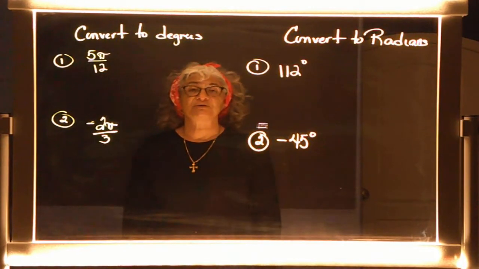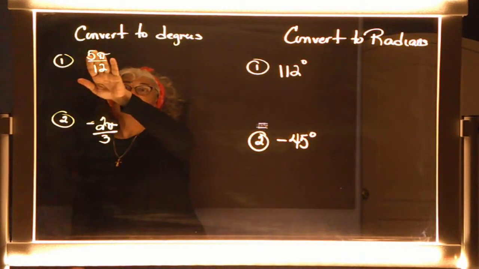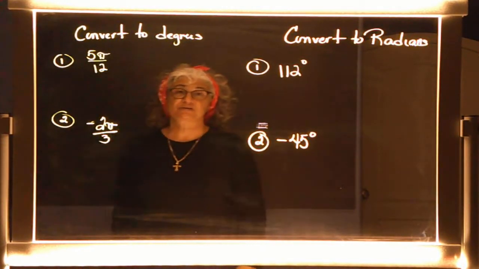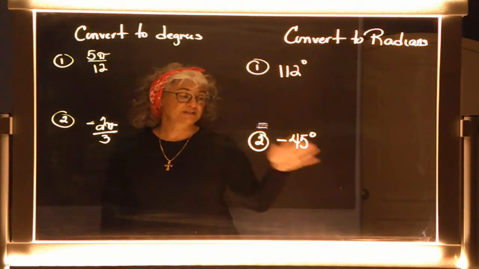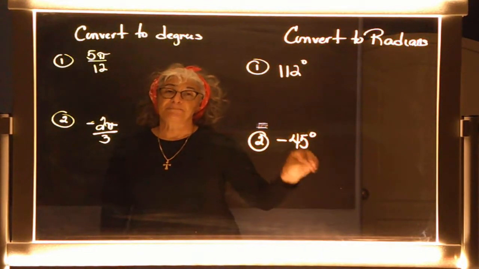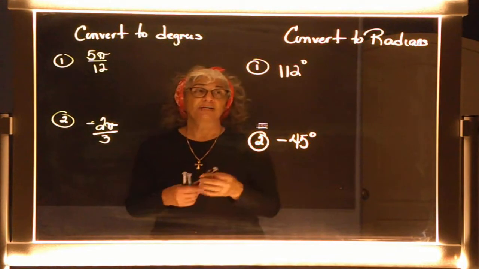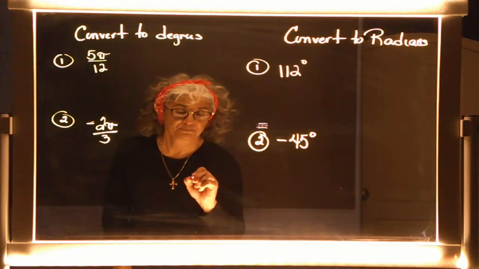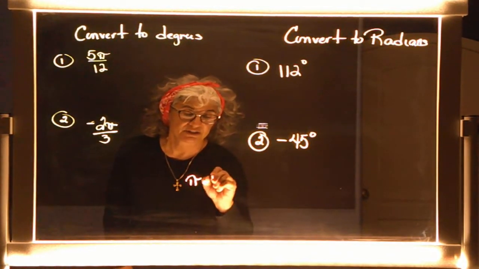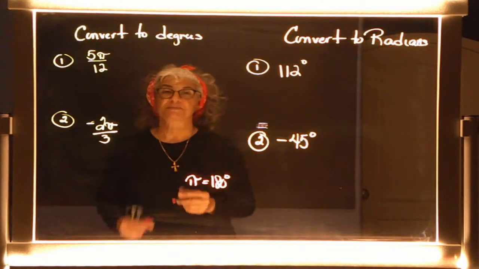Okay, so let's do some converting. So we want to convert these first 2 into degrees. So remember the 4 conversions that I wrote down over here. The best one to use is pi equivalent to 180 degrees.